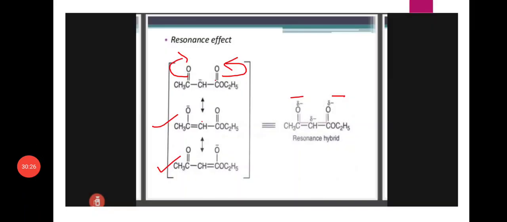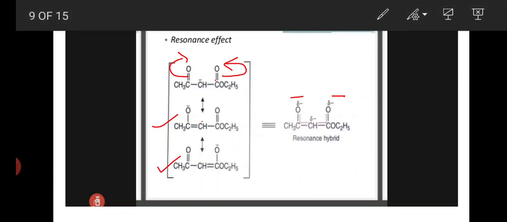Resonance effect means after the elimination of hydrogen, a carbanion is formed. This carbanion shows resonance structures. Resonance structures means this negative charge shifts to another carbon and the pi bond shifts to oxygen. Here two possibilities are there. This negative charge shifts to the left side or right side, whatever it may be. If the negative charge shifts to the left side, the resonance structure is this one, the first one. If the negative charge shifts to the right side, the resonance structure is like this, the second.